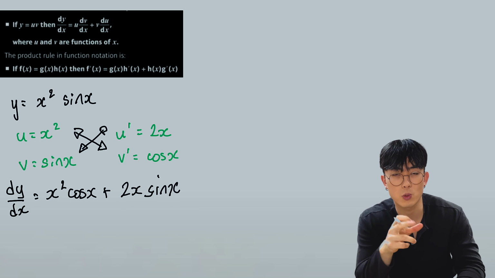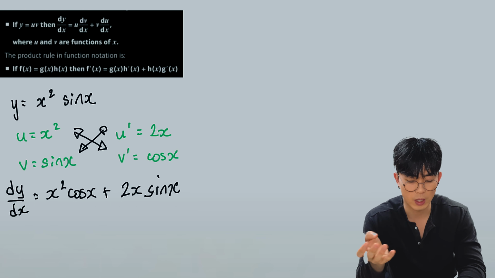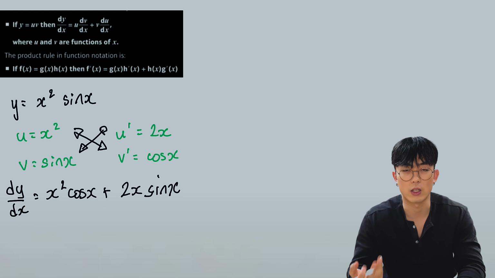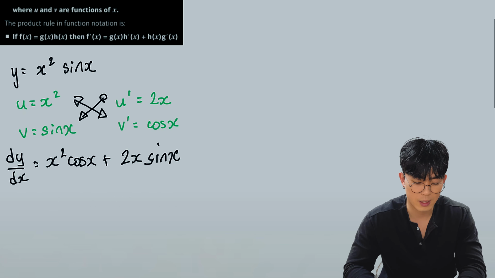Once again, it doesn't matter which one you put in the first position or the second position, for the product rule it does not really matter at all. And that's it, that's how you differentiate a function with the product rule. Right, let's see another example.